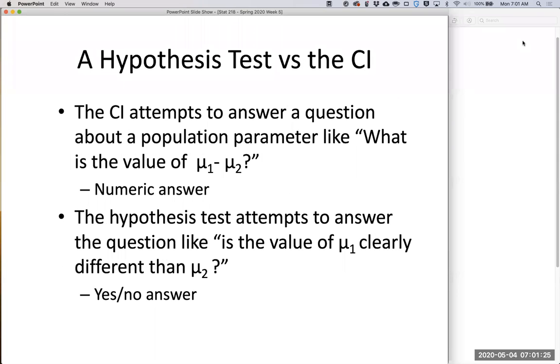So let's get after it. The confidence interval tackles the question, what is the value of mu chocolate minus mu vanilla? We're going to tackle the question today, is the value of chocolate on average different than the value of vanilla on average? Again, note the yes or no answer.